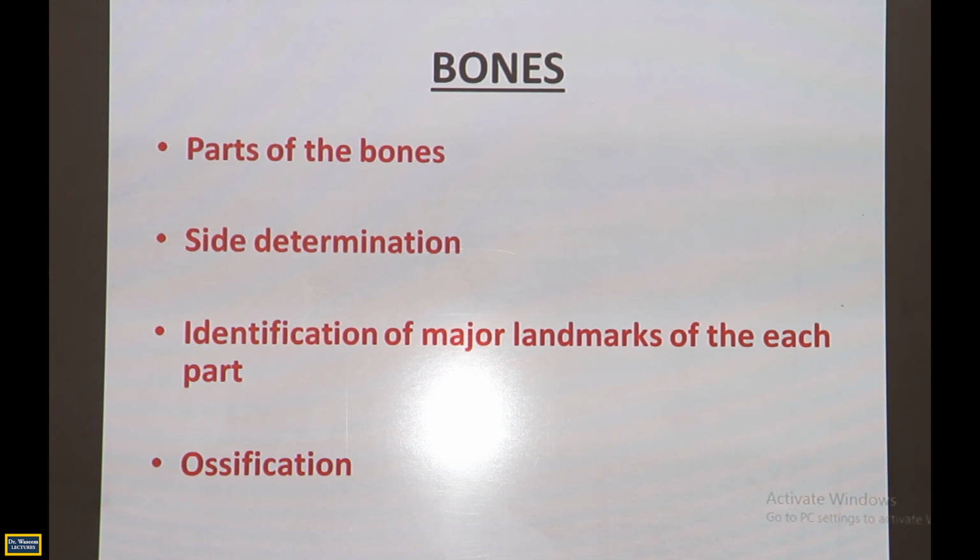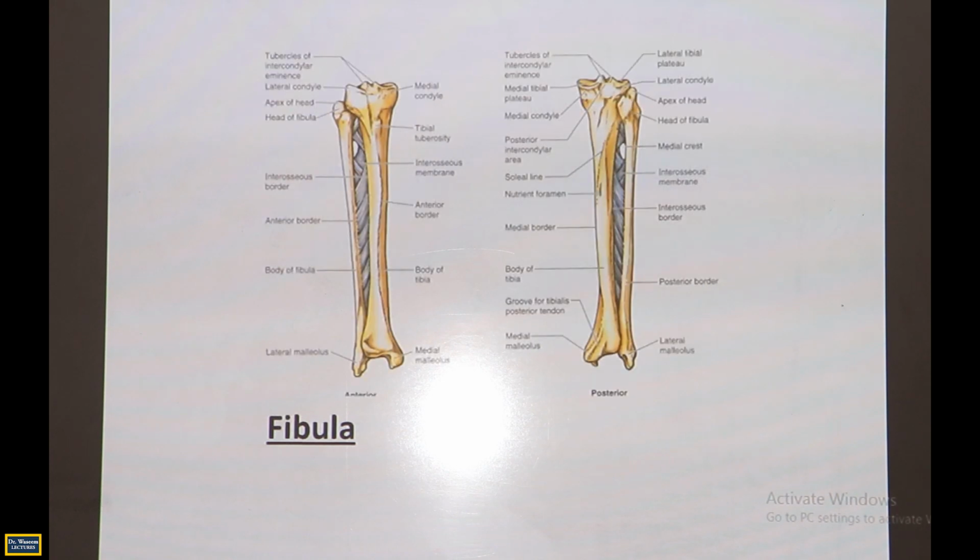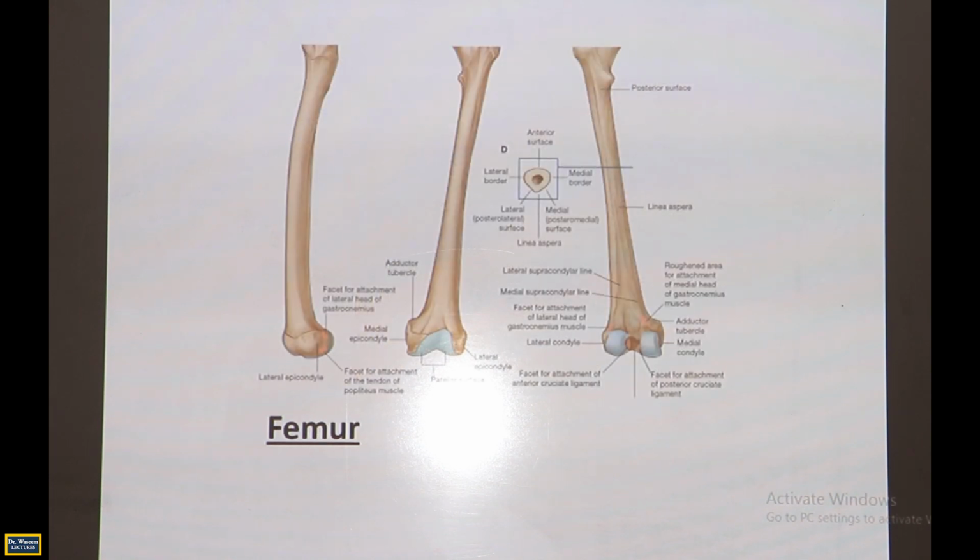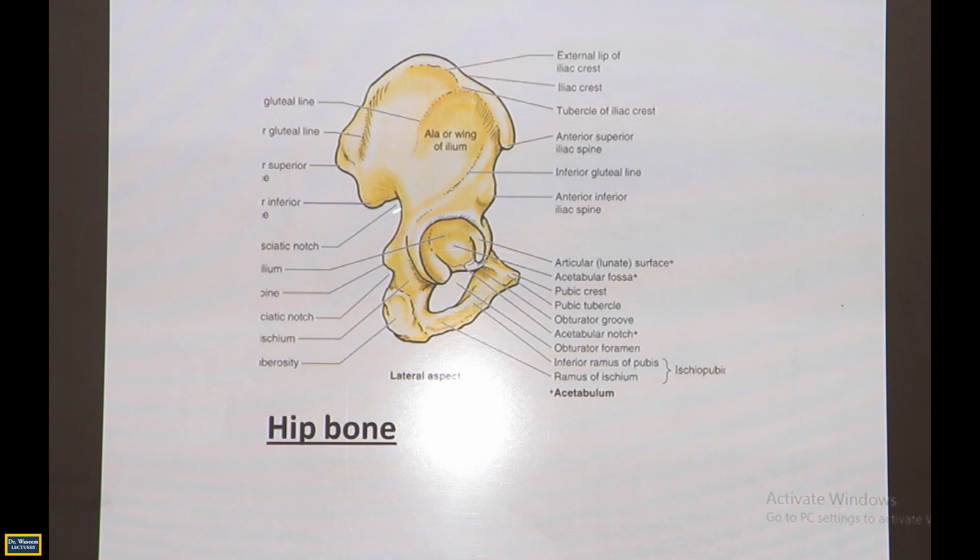For example, take the example of the femur, or take the example of the hip bone. In the hip bone we have various parts: the ilium, the pubis, and the ischium. In each part you have various landmarks: the iliac crest, the anterior superior spine, anterior inferior spine, posterior superior spine. These are the landmarks which will be referred to in future. No attachment is required here.